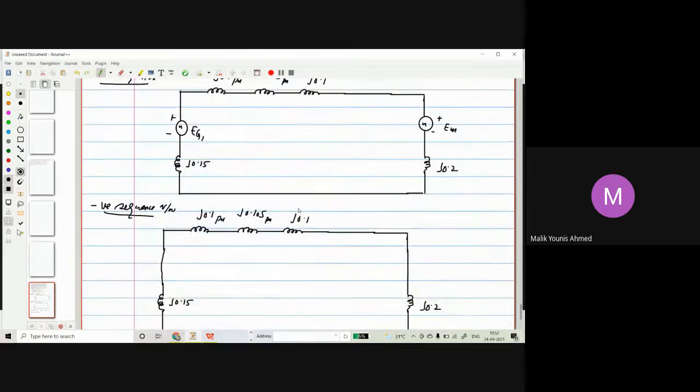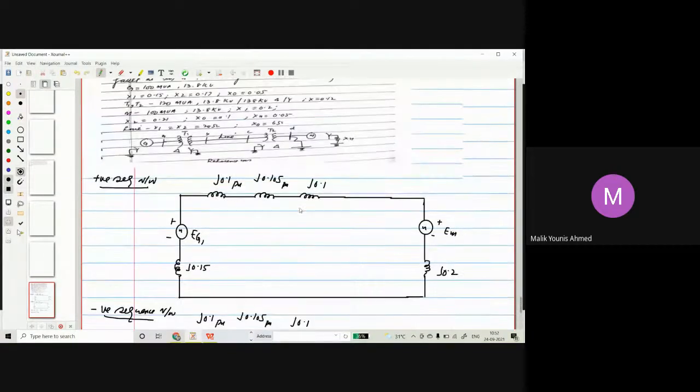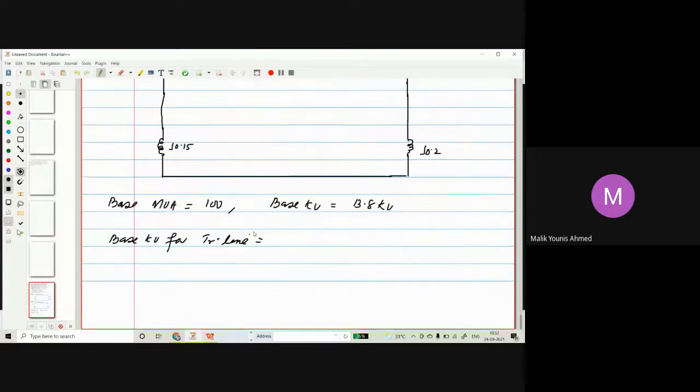The base kV of 13.8 is in the generator zone. You can see the generator has 13.8. So the base kV for the transmission line, with transformers T1 and T2 rated 13.8 to 138, secondary by primary, will be 138 kV. I don't need to calculate it, you can calculate it yourself, but I'm just showing you. We have done lots of numericals on this basis. 138 kV.